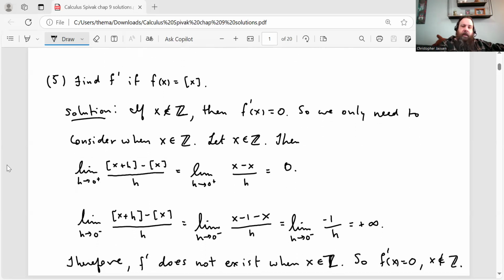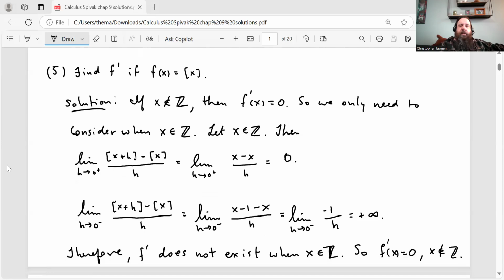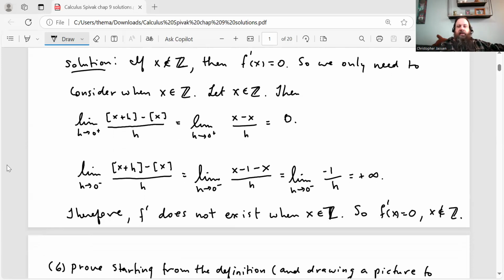All right. Question number 5 says, find f prime if f of x is the floor function of x. And here's my solution. If x is not an integer, then f prime of x is 0. So we only need to consider when x is an integer. Let x be an integer. Then if we look at the one-sided limits and you do the calculation here, notice that the one-sided limits don't agree with each other. If you approach from the right-hand side of 0, then the limit is 0. Whereas if you approach from the left, you get positive infinity. Therefore, f prime does not exist when x is an integer. So f prime of x equals 0, except for when x is an integer.